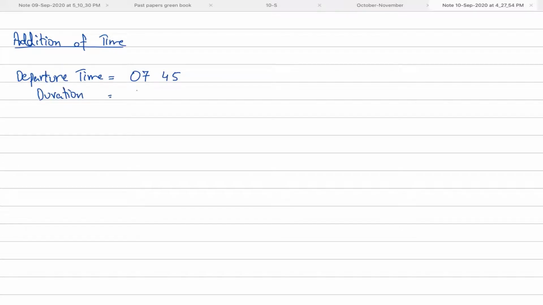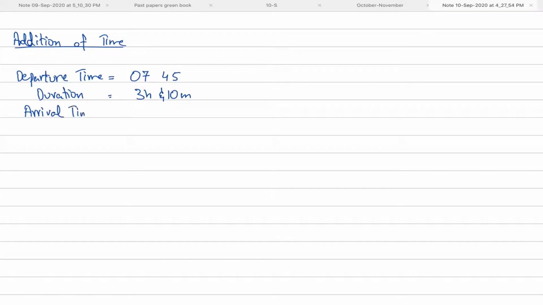Okay, so we're now going to talk about addition of time. We're going to understand this with the help of a couple of examples. So let's do an example and say you're given the departure time of a certain flight, and the departure time is given to you as, let's say, 07:45. Now this means that we're talking about a 24-hour clock. Why? Because as you can see, the number of hours are written as 07. And let's say the duration of the flight is 3 hours and 10 minutes. And suppose you want to figure out what the arrival time is going to be.